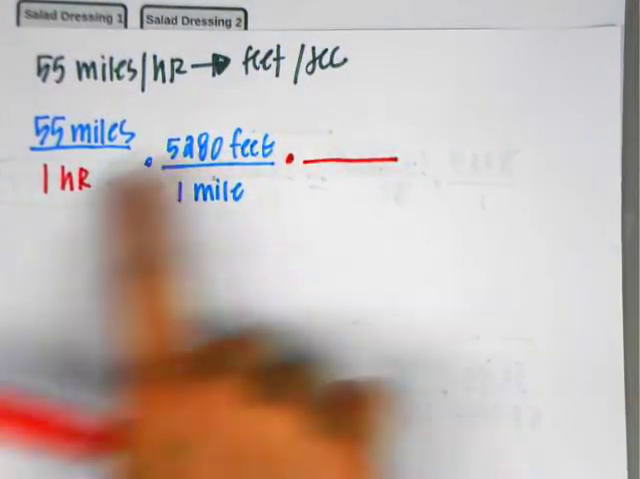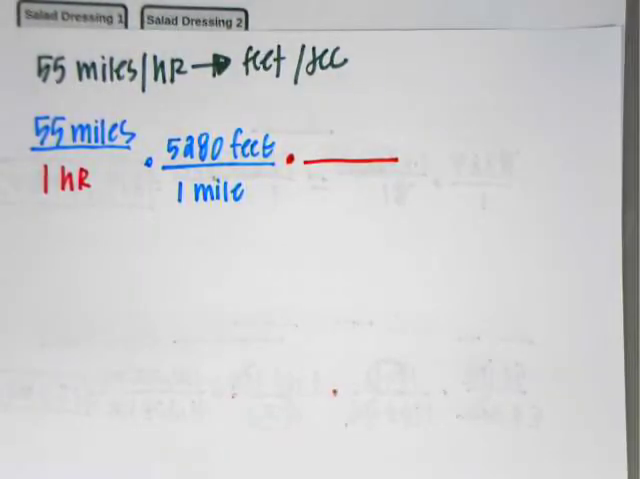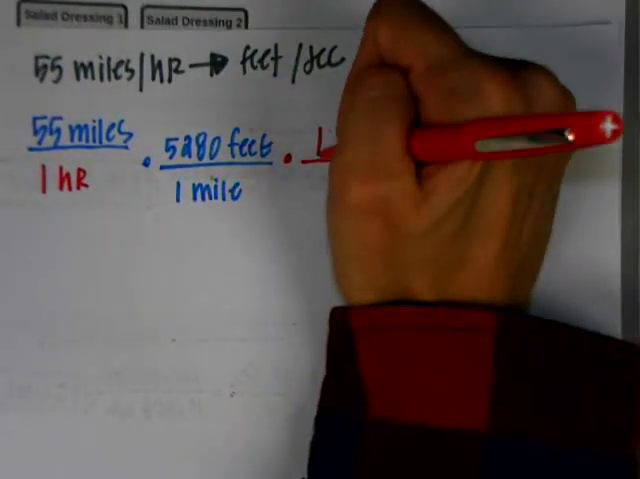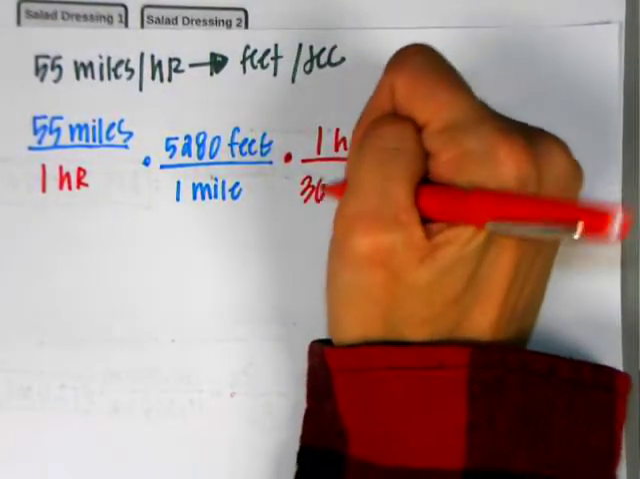So hours is on the bottom, so you have to put it up top. Hours and seconds. 1 hour is 3,600 seconds.